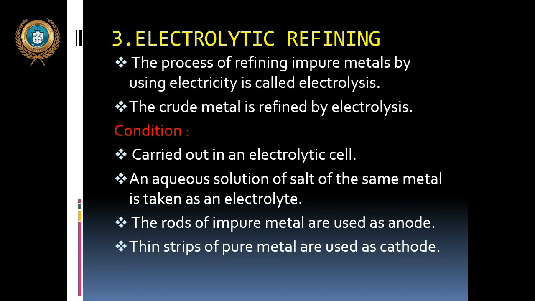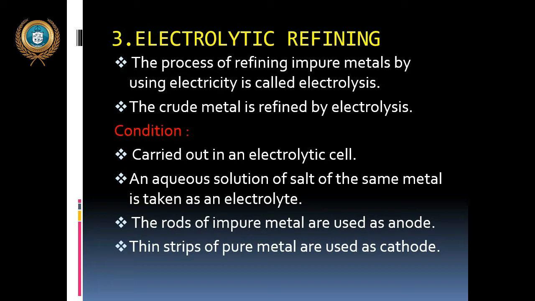Here, the process of refining impure metals by using electricity is called electrolysis. Here, the crude metal is refined by electrolysis. So why do we use electrolytic refining? To convert impure metal into pure metal, we can use electrolytic refining. But in the electrochemical principle, what we saw was the extraction process, whereas electrolytic refining here is for the refining process.